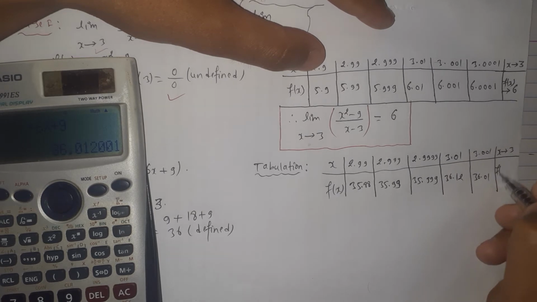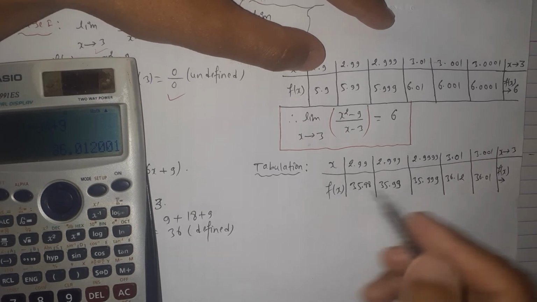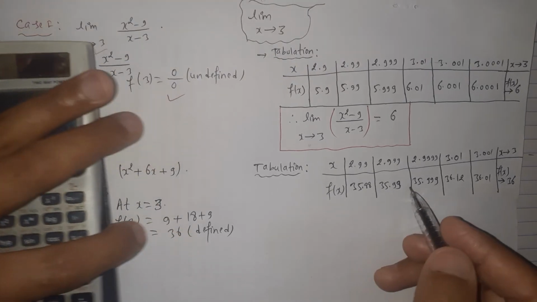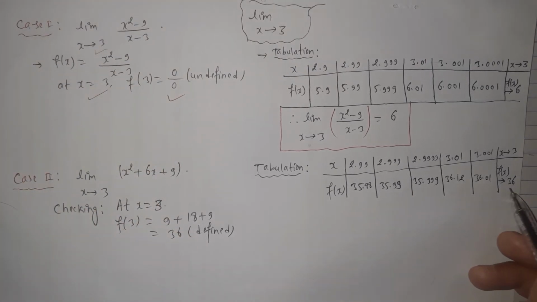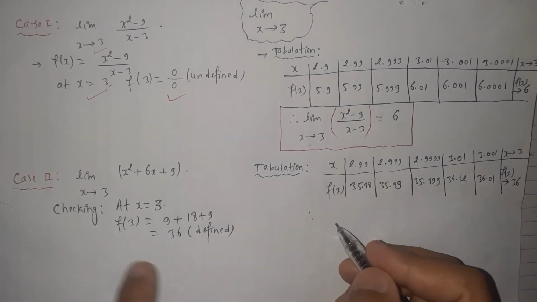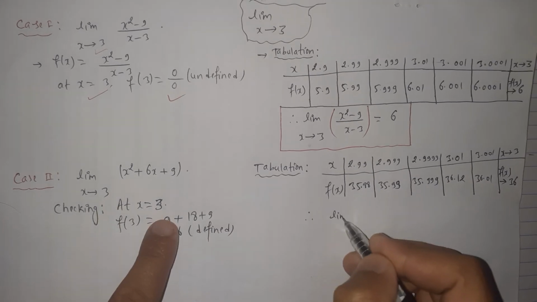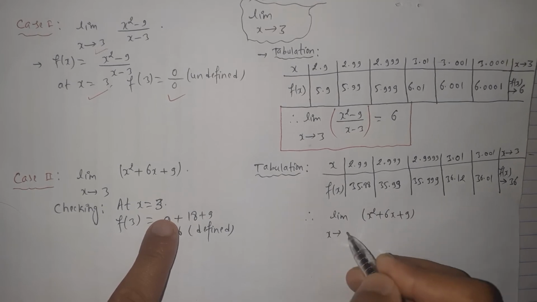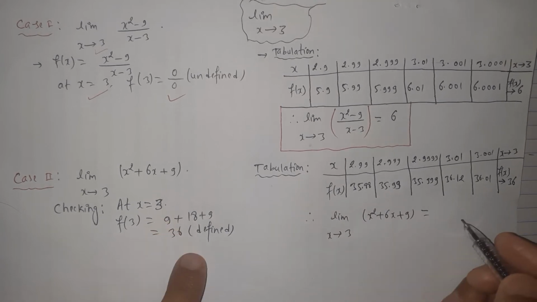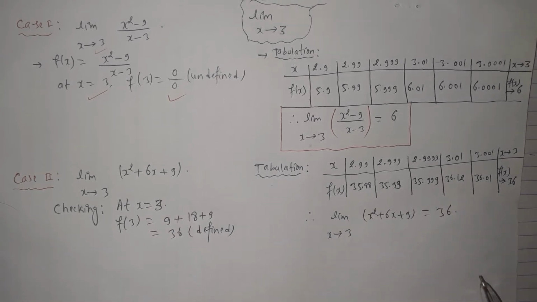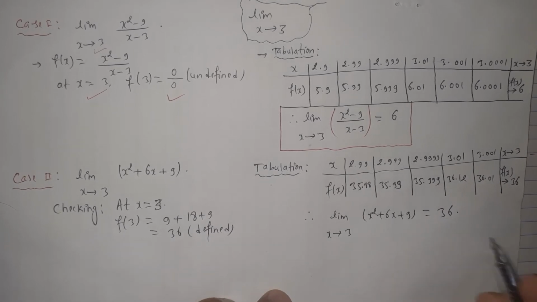and the functional value f of x approaches 36. Here all the functional values are approaching 36, very close to 36, so we can say f of x is 36. So by this tabulation method we evaluate the limit of the function x square plus 6x plus 9 when x approaches 3. Here we calculate the limit as 36. Limit is 36.